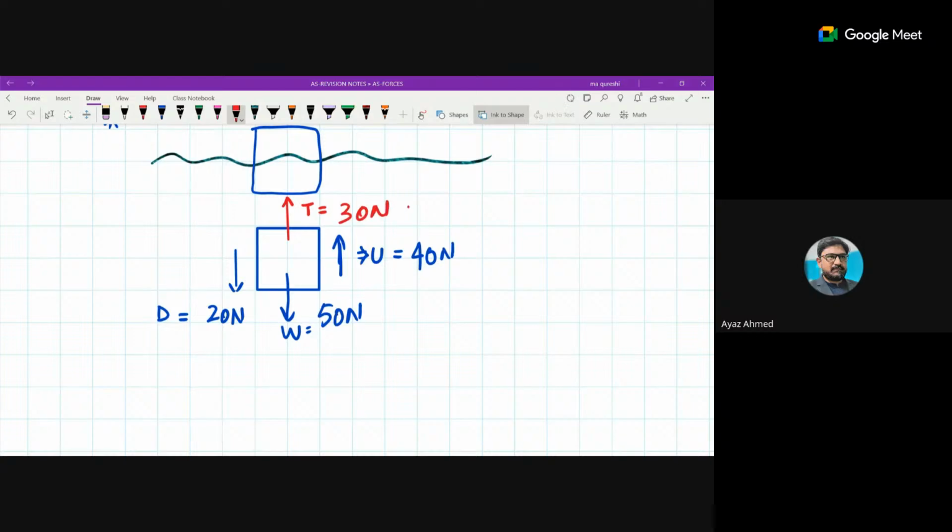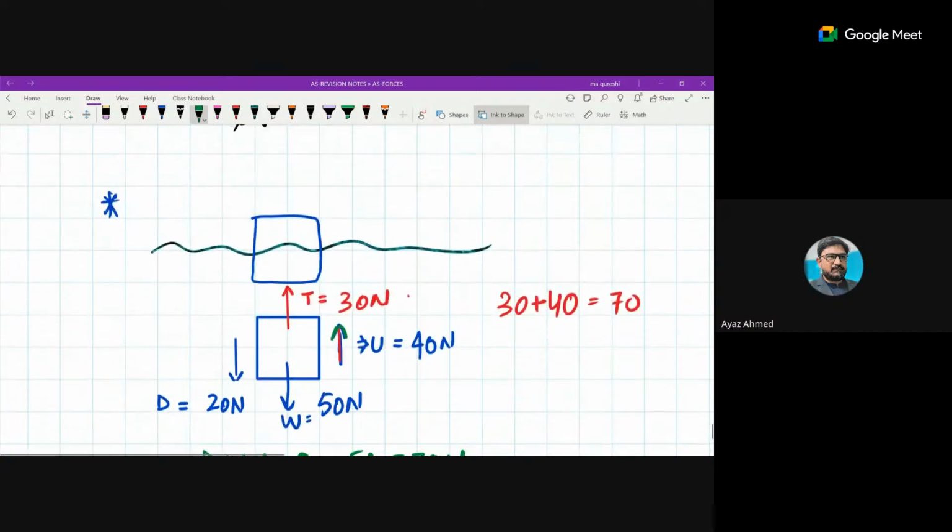Isn't it 30 Newton? Because 30 plus 40, the answer is 70. Upthrust is supporting tension, and this is basically drag plus weight, that is 20 plus 50, that is 70 Newton. Right? Did you get it? But as the object is moving up, then what happens?